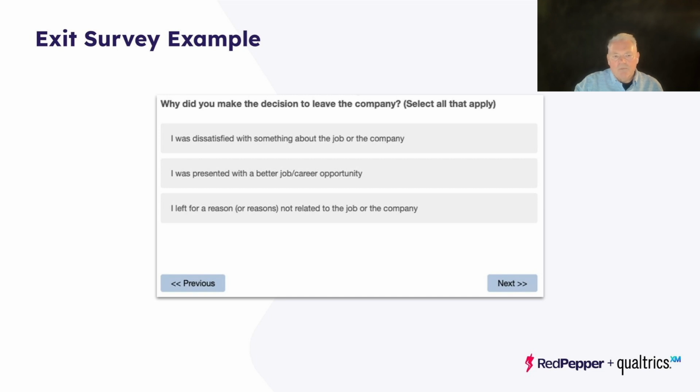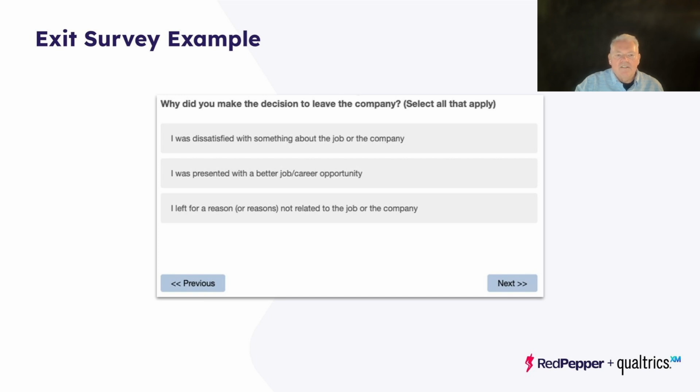So what we ended up with there was, as the macro reasons, were you dissatisfied with something about the job or the company? The second is, maybe I wasn't dissatisfied, but something just came along that was too good to pass up. So kind of being pulled away. And then the third is, I left for a reason not related to the job or the company. At Lilly, we split this into two categories, and I'll show you some data on that in a moment. But I don't think that you have to do that. I think that this is a good way to do it. It makes it a little cleaner for the respondent.